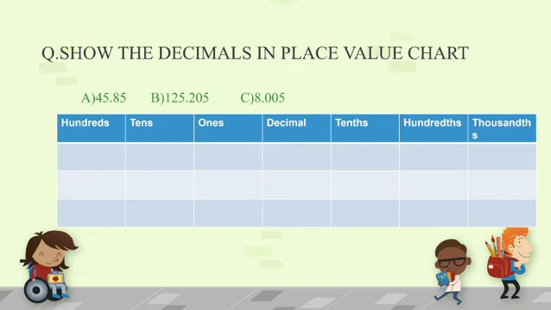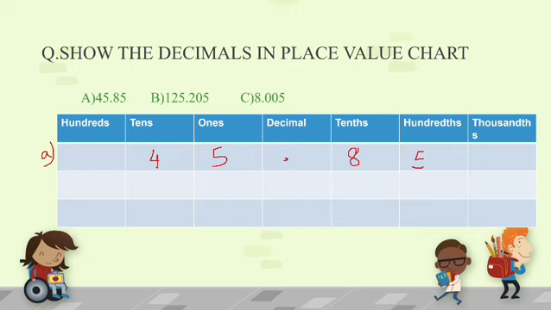So your first number we are taking A, and A has got 45. 4 is in tens place, 5 is in ones place. So we are going to write 4 in tens place, 5 in ones place. Then we are going to put a decimal point in the decimal place, and then 8 in tenths place and 5 in hundredths place. So here we read it as 45 whole number, decimal 8, 5.